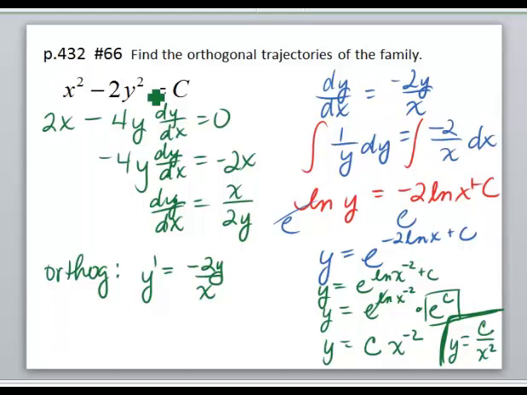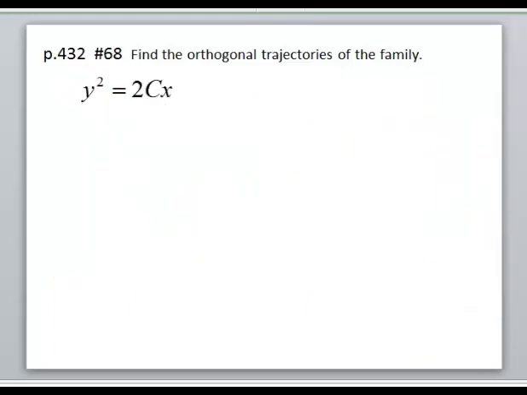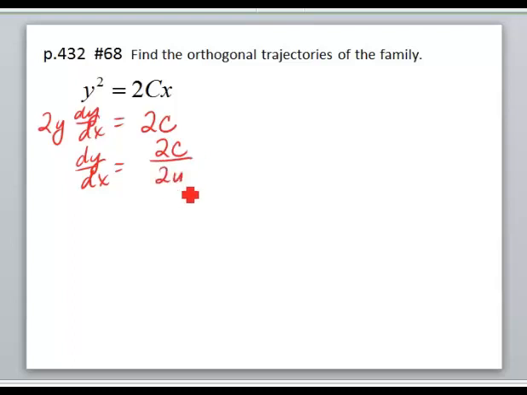So these two groups would end up being things that are perpendicular to each other. We've got one more of those. So we're going to go about this in the same way. I'm first going to find the derivative. So 2y dy over dx equals 2c. So my dy over dx is equal to 2c all over 2y.